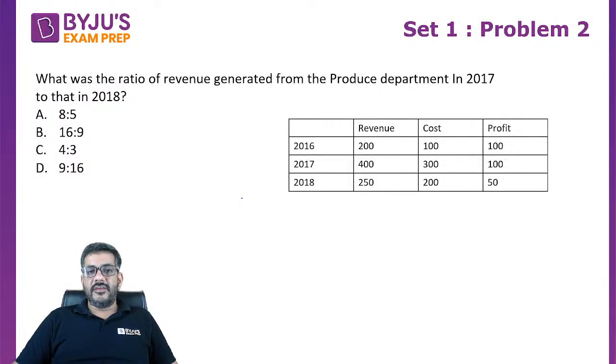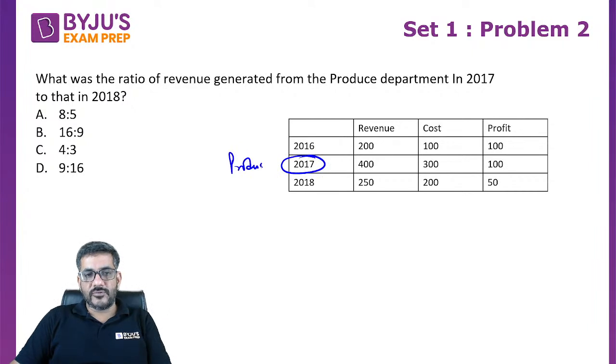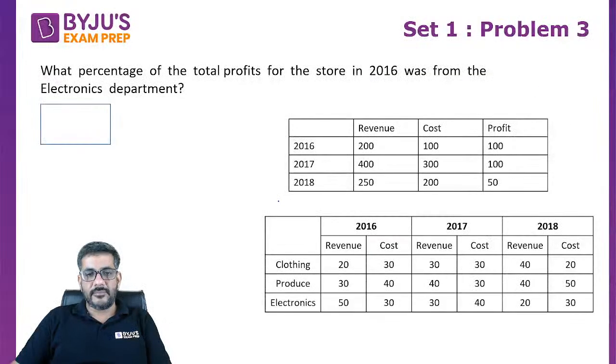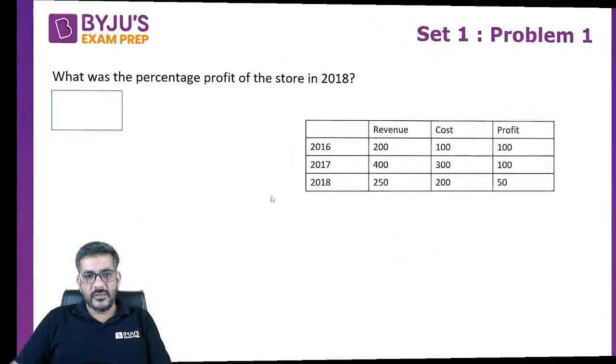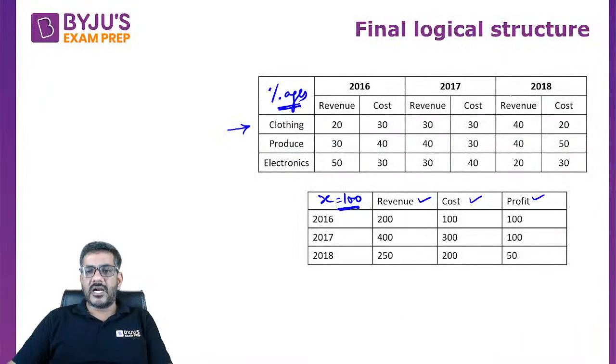What was the ratio of the revenue generated from the produce department in 17 to that in 18? So in 2017, whatever the revenue is generated from the produce department, to that of 2018, whatever is the revenue generated by produce department over here. Somehow I have not written the table, so I have this table on the previous page. Let me just go to that. So produce department in 2018 had a revenue of 40% and a cost of 50%. And in 17 the revenue was 40%. So in both places it is 40%.